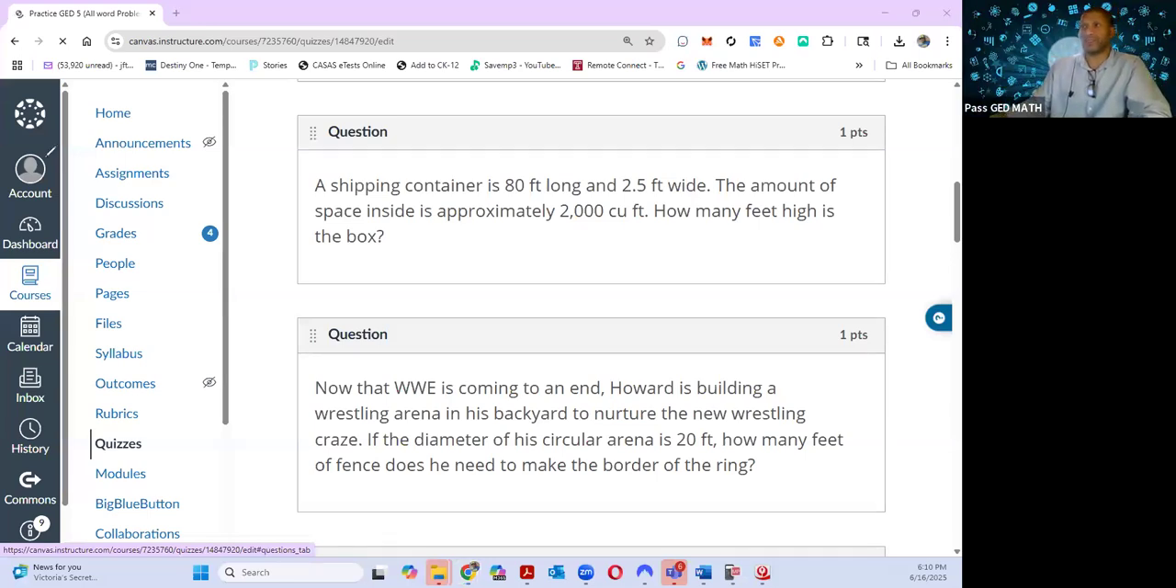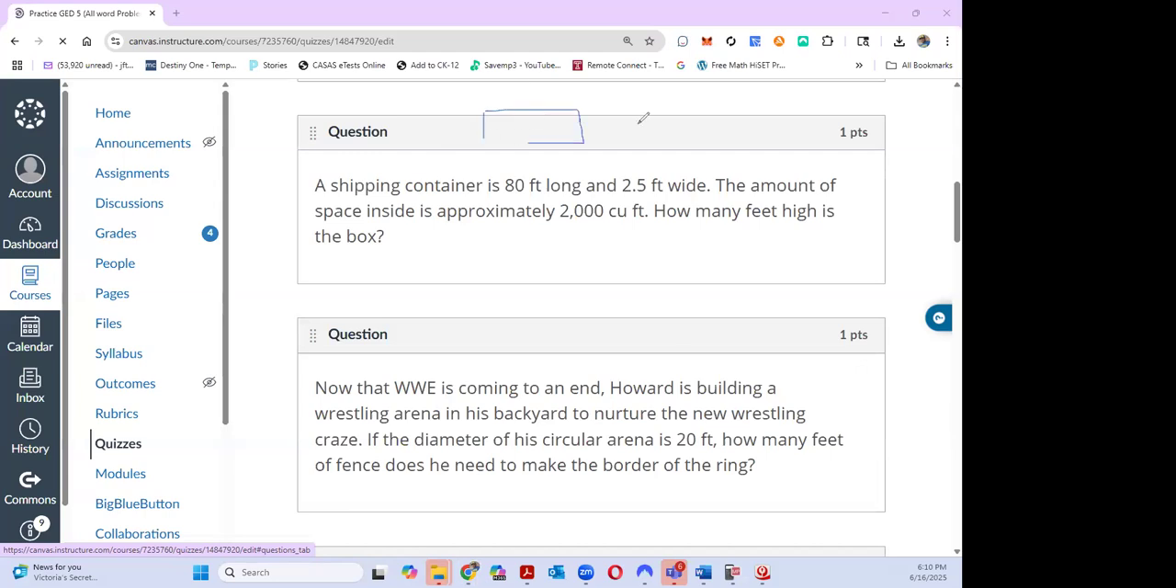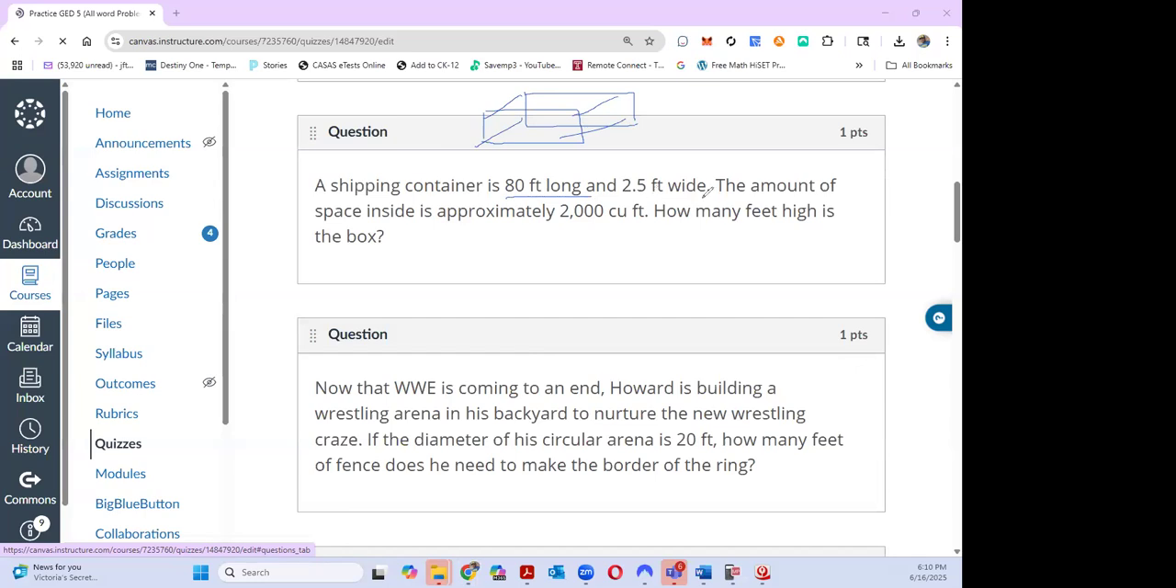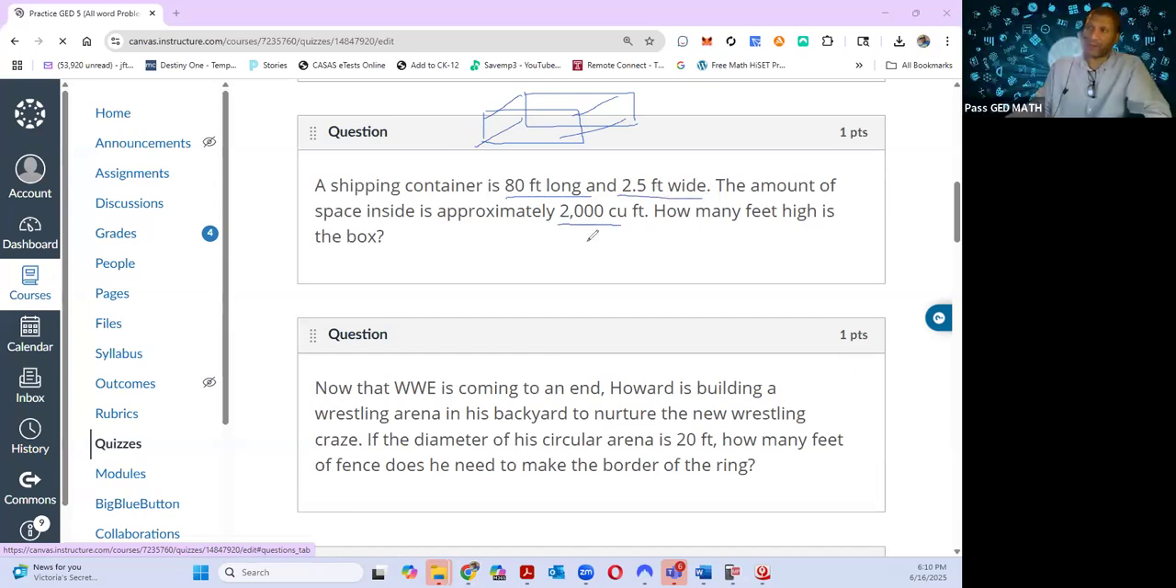So remember when we read this question, we want to identify our givens. We want to identify what they want to know. So first of all, a shipping container. When you think of a shipping container, you are thinking of a rectangular prism. Correct. Perfect. So we got the rectangular prism in mind. They gave us the length, which is 80, the width. And this is the key part right here.